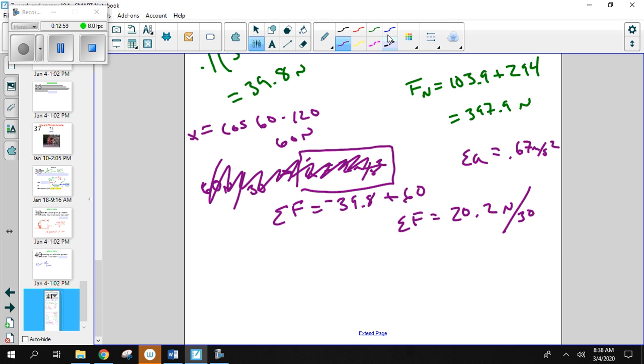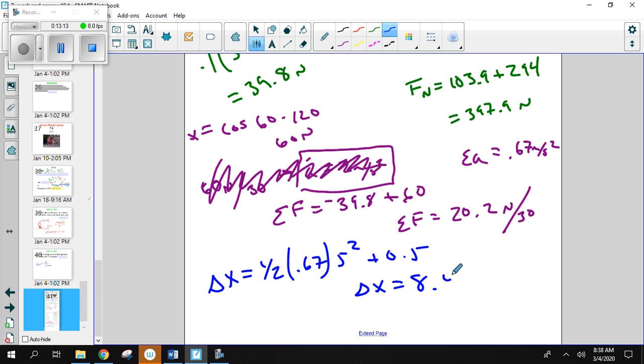The same way we did before. Delta x equals 1/2 times 0.67 times 5 squared plus 0 times 5. It's still doing it for the same time. So our delta x should be much smaller. It's only 8.42 meters.